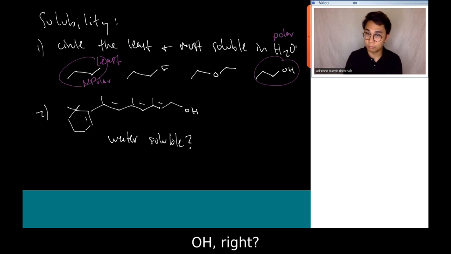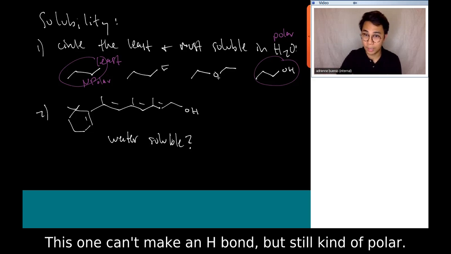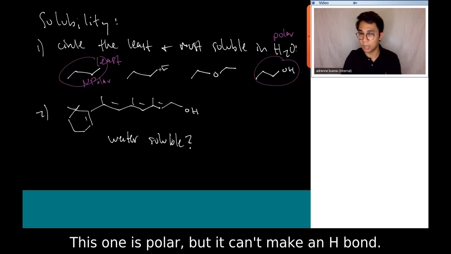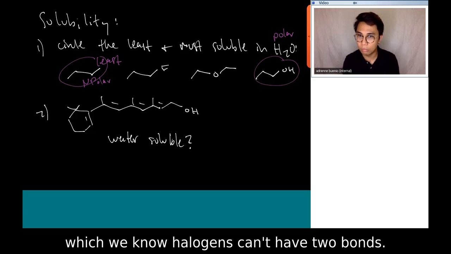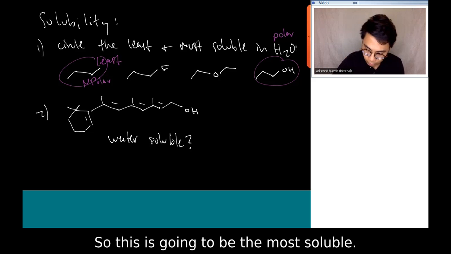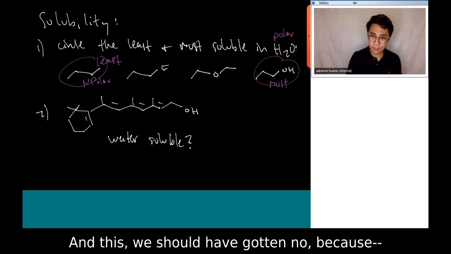OH, right? It has an H bond. Both of them have an H bond, so they're super similar. This one can't make an H bond, but still kind of polar. This one is polar, but it can't make an H bond. Well, it can, but it has to break off, which we know halogens can't have two bonds, right? So this is going to be the most soluble. And that's it. Easy as that.